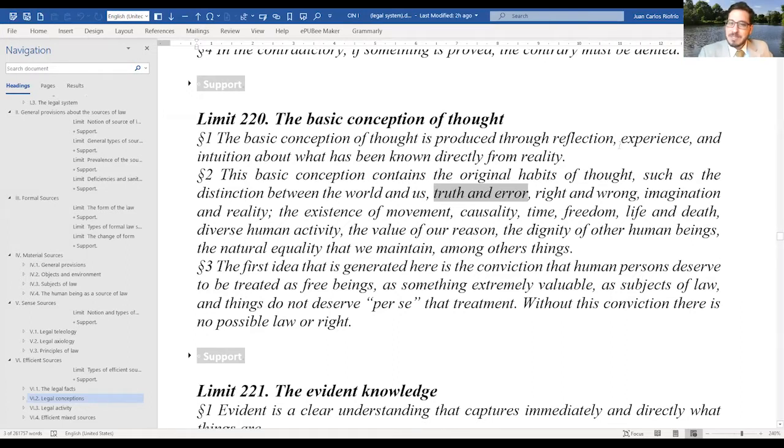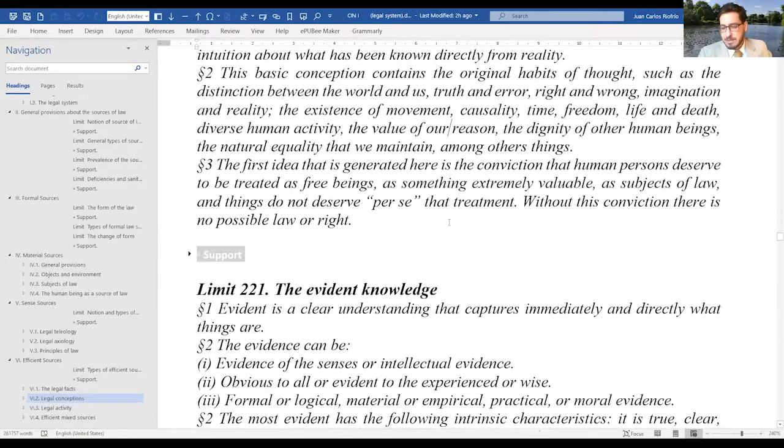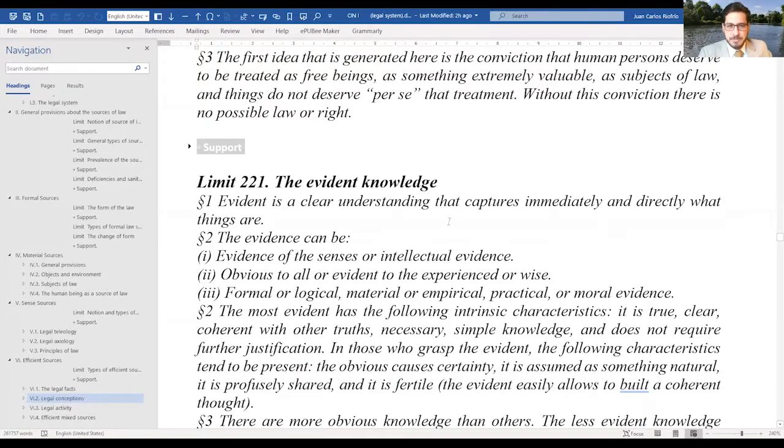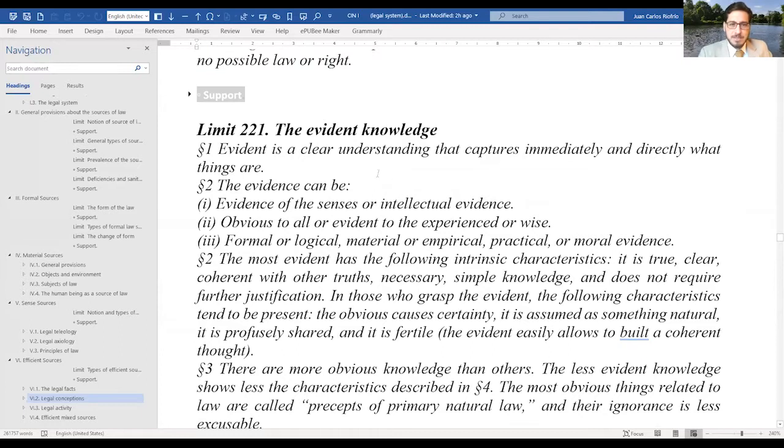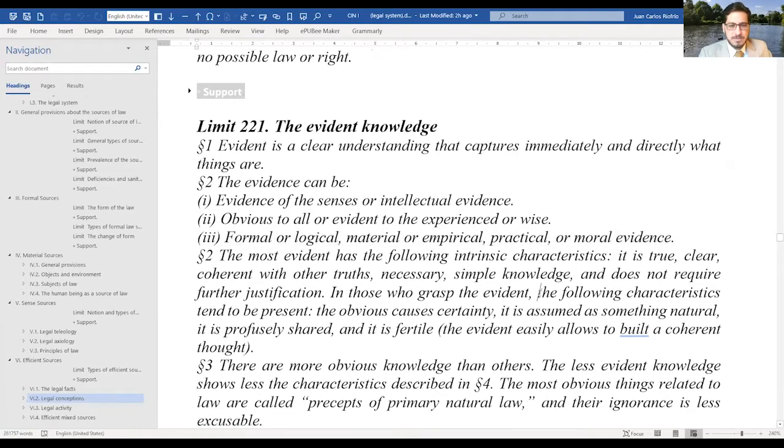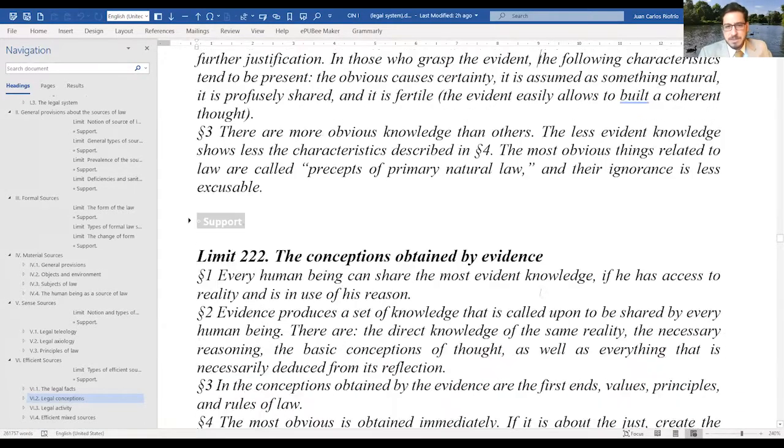So there are a lot of concepts that we need to understand the law, that are part of the basic conception of the natural conception. And the evident knowledge, well, that could be obtained in the evidence of the senses, by the experience, and by logical or formal reasoning also. You can read this.